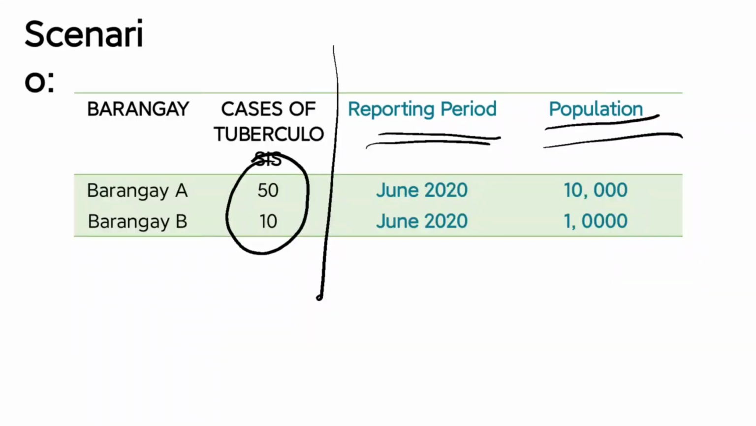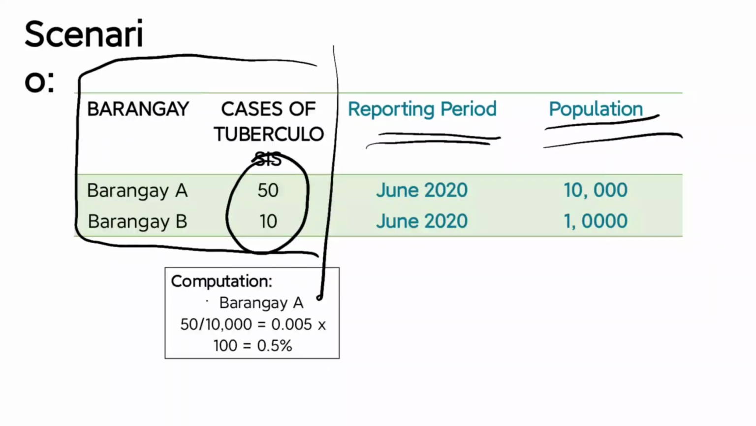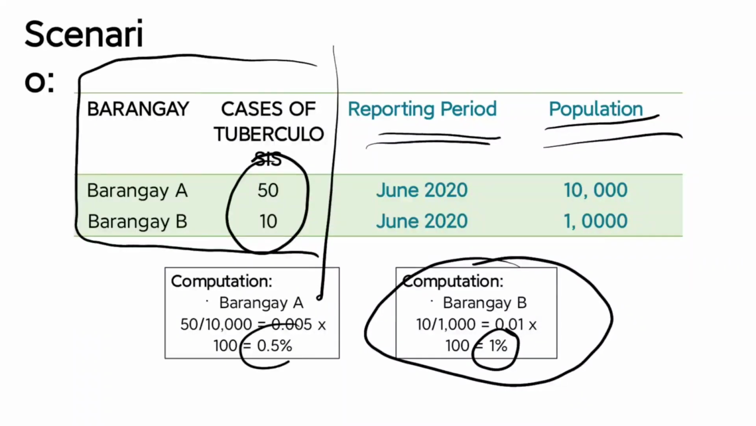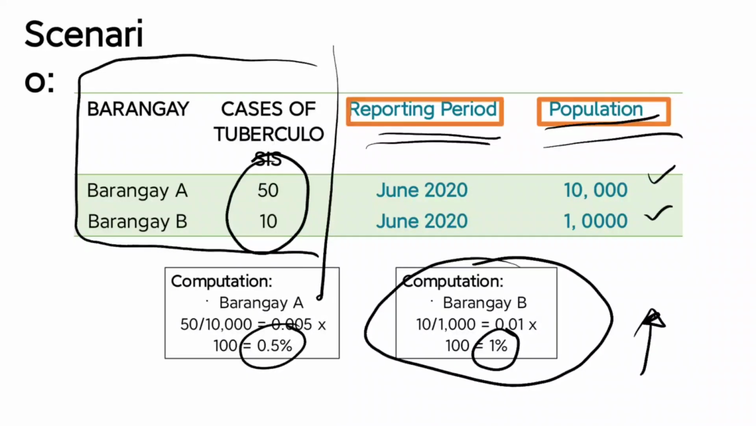So, in this case, sino kaya yung mas lamang? Kanina, part of the table lang ang nakita natin. Yung absolute value lang, syempre, mas mataas yung 50. However, if we utilize the tools in epidemiology, the answer would be letter B, or Barangay B, kasi it is 1%. Ibig sabihin, mas mataas siya ng cases of tuberculosis kaysa dun sa letter A, with the help of this data. Mamaya, tuturo natin yan.